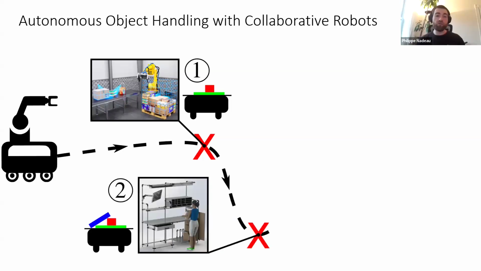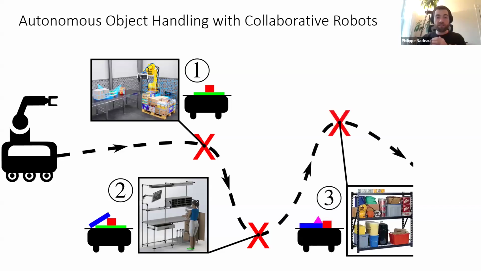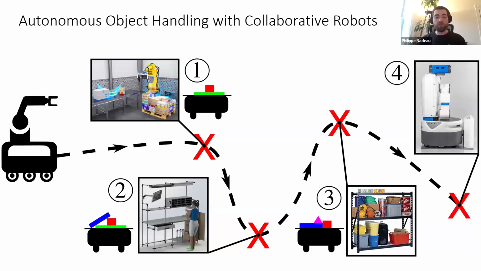Then the robot has to move to the second stop as quickly as possible while ensuring that objects remain stable on its tray. At the second stop, the robot has to operate slower since a human worker is around. The third step involves placing objects on a cluttered shelf among other objects. And finally, the robot can dock to a charging station and wait for new directives.